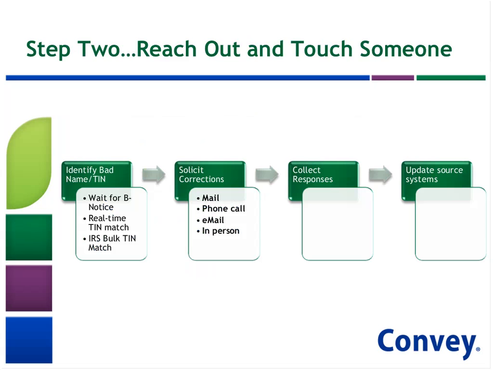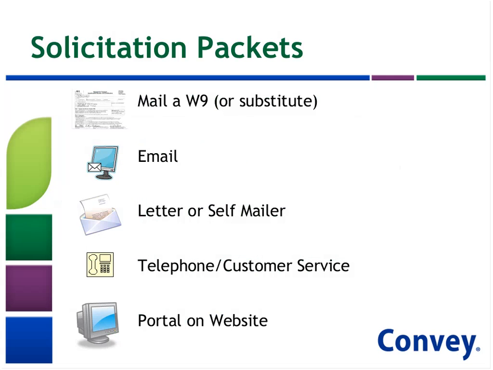So, step 2, you now know what you know. Now it's time to reach out and touch someone. So you can do that by phone, by mail, email, in person. This, once again, really goes back to the type of relationships that you have with your users. You can do solicitation packets. You can actually do a combination of many of the things. You can have an email that directs them to a portal on a website, or that also provides a telephone customer service line. You can do a letter or self-mailer. You can mail out W-9s.